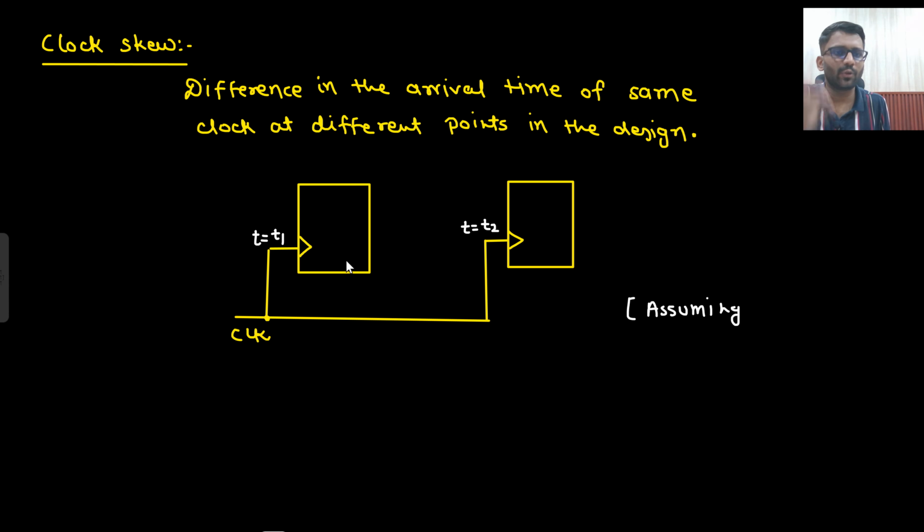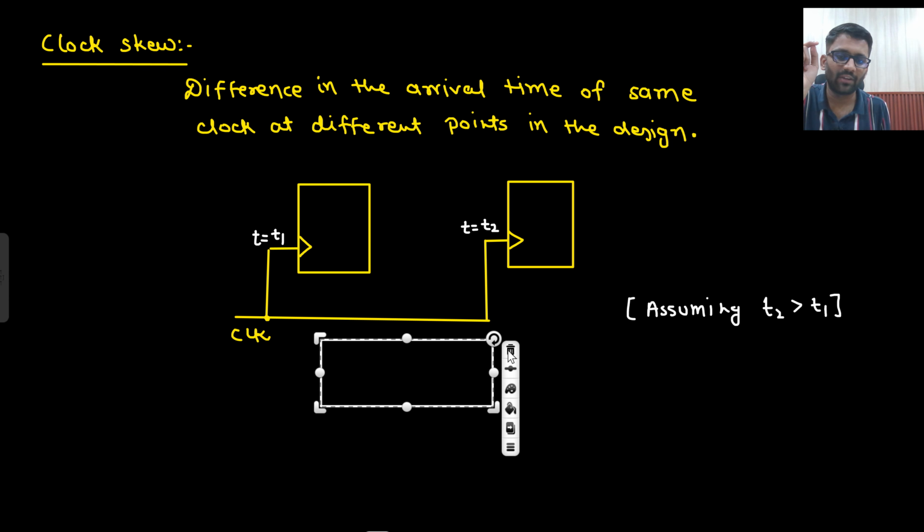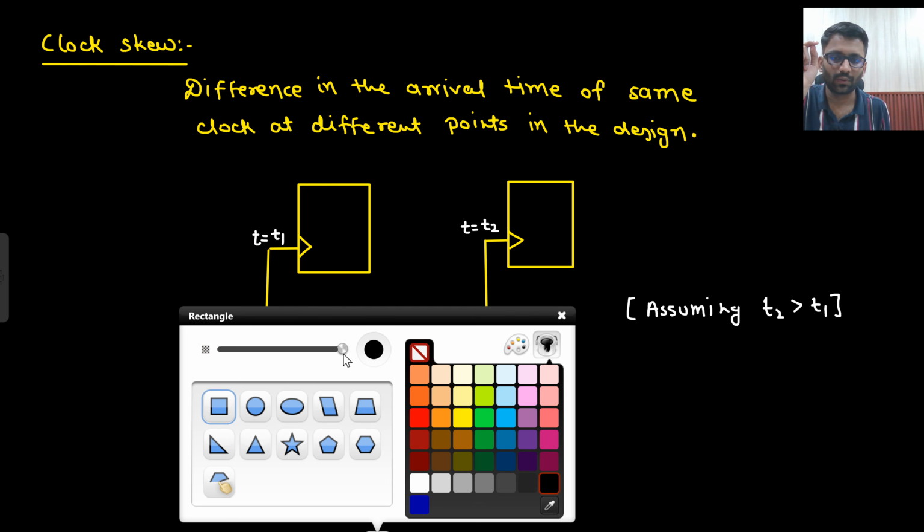It could be a D flip-flop, it could be any register, it could be anything. These are the blocks on your chip. The clock is reaching here at T1 time, and here at T2 time. I am assuming that T2 is greater than T1. So what will be my clock skew? T skew, I am writing. T skew will simply be T2 minus T1. Whatever the time difference is, that is known as clock skew.